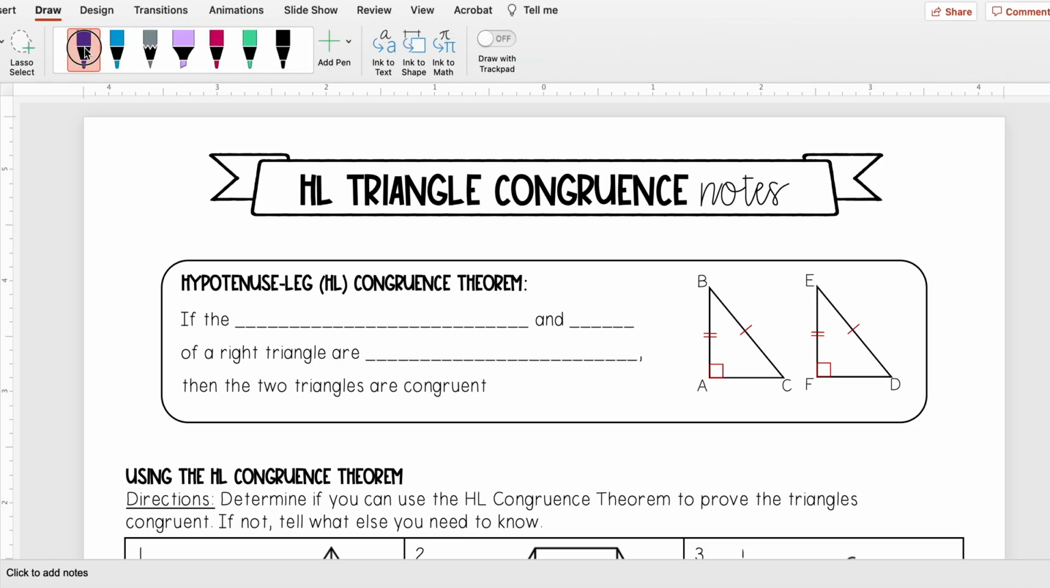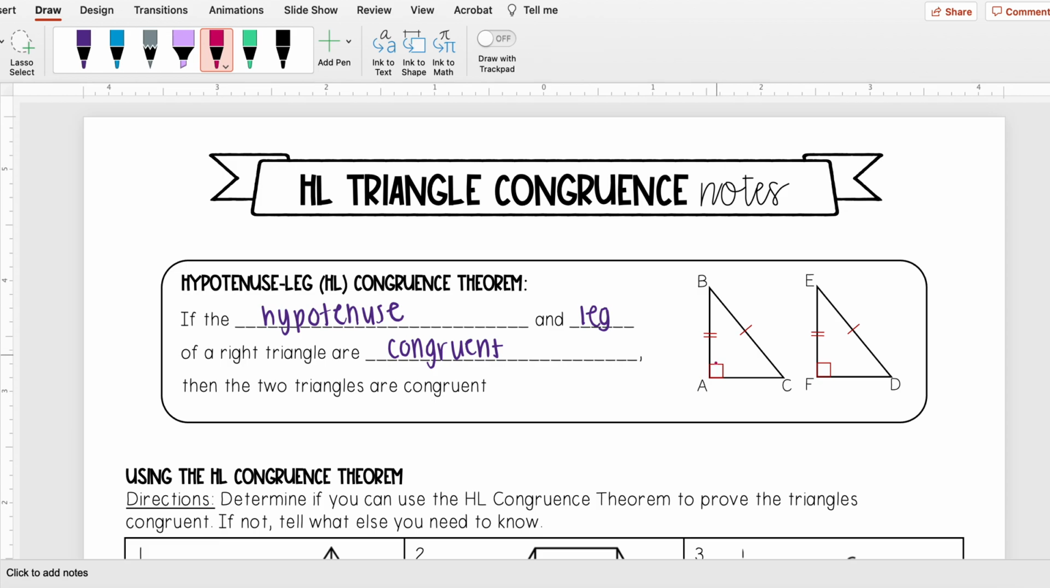Hello everyone. Today we'll be learning about the HL triangle congruence theorem. This is just another theorem that we can use to prove that two triangles are congruent. So the hypotenuse leg, or HL for short, congruence theorem states that if the hypotenuse and leg of a right triangle are congruent, then the two triangles are congruent.